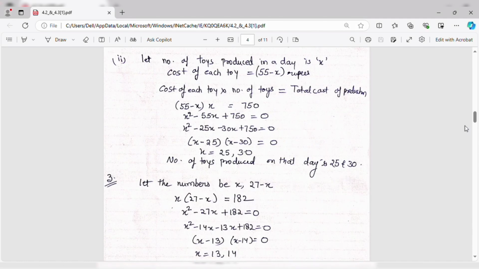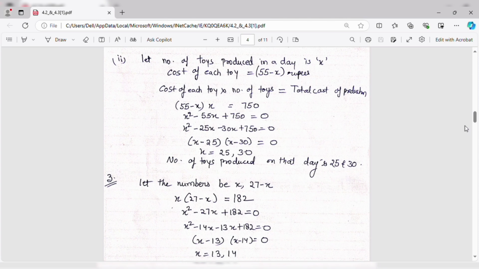Second part of this question is, a cottage industry produces a certain number of toys in a day. The cost of production of each toy in rupees was found to be 55 minus the number of toys produced in a day. On a particular day, the total cost of production was rupees 750. We would like to find out the number of toys produced on that day.